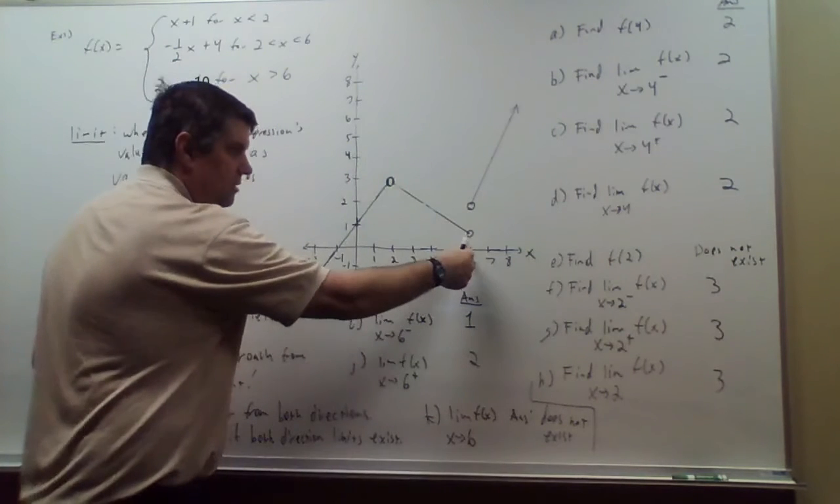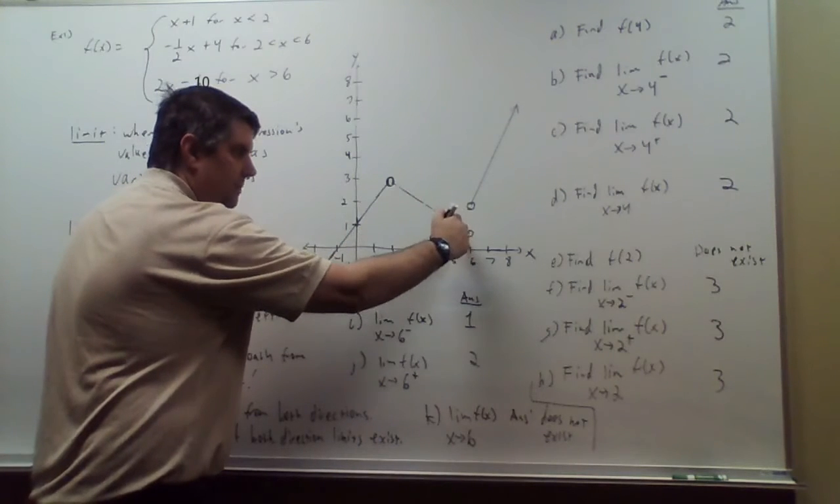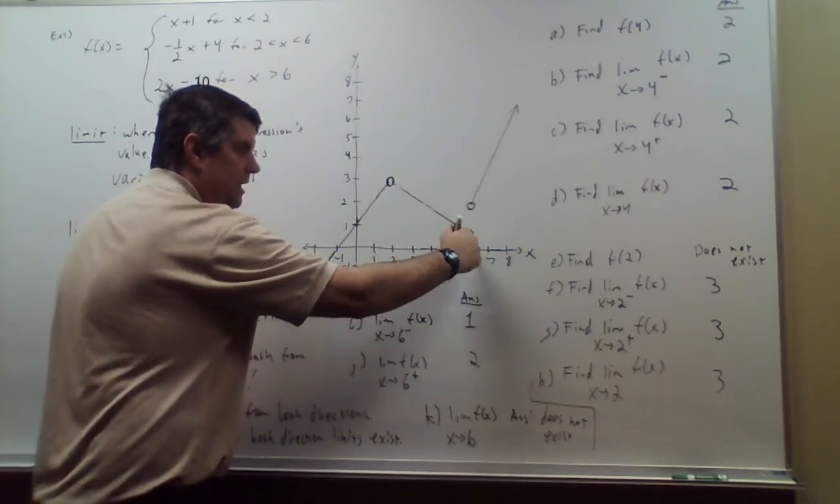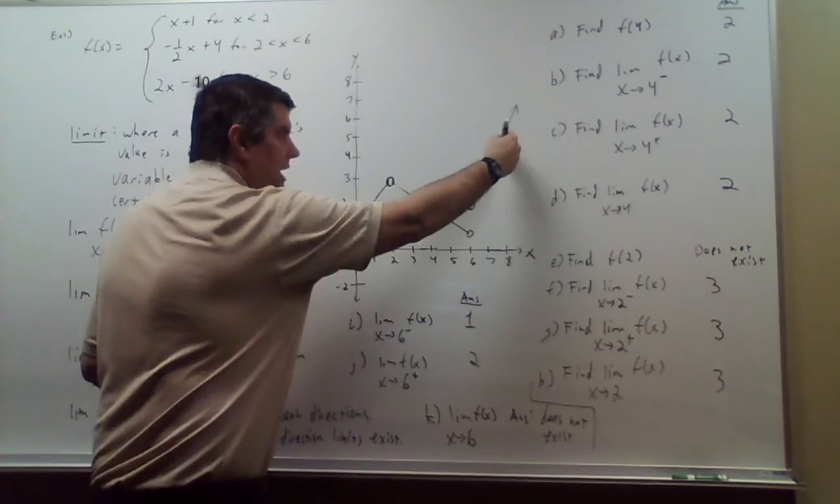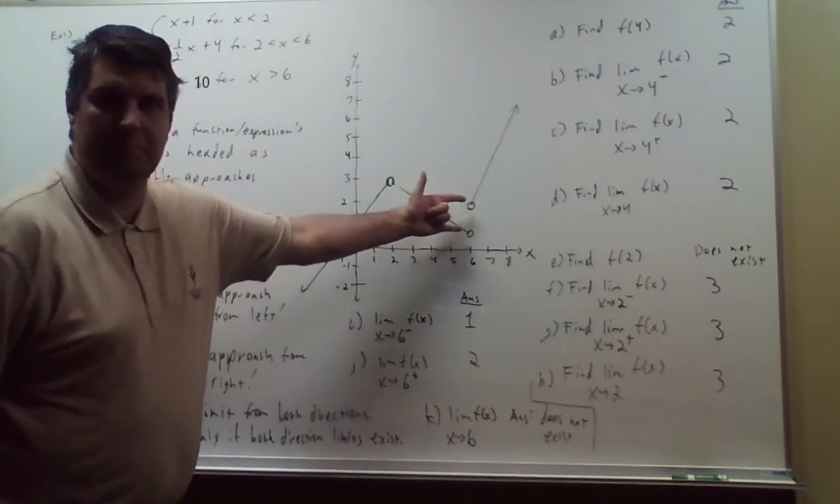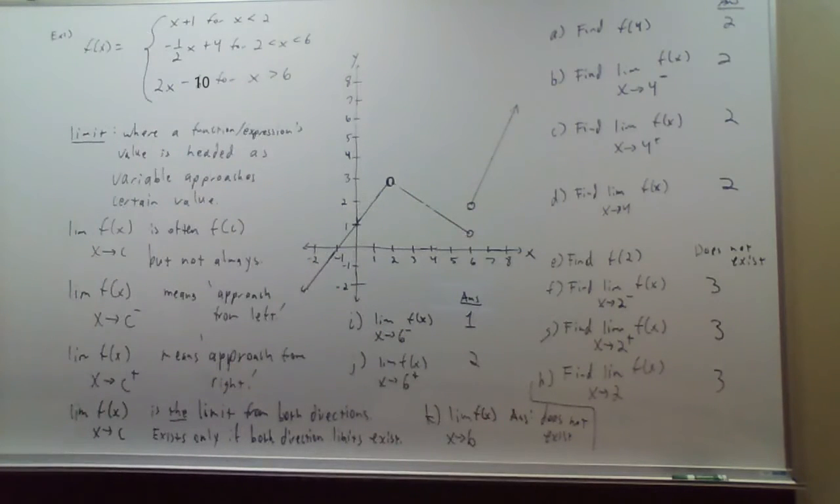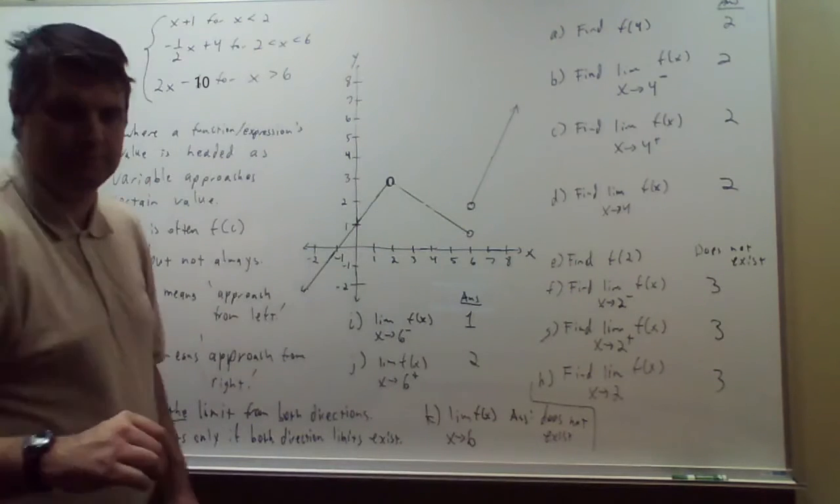For 6, as we approach from the left, it's 1. As we approach 6 from the right, it's 2. So the limits are different depending on direction. So there is no limit. All right. I'll be doing additional examples to try to make this clearer.